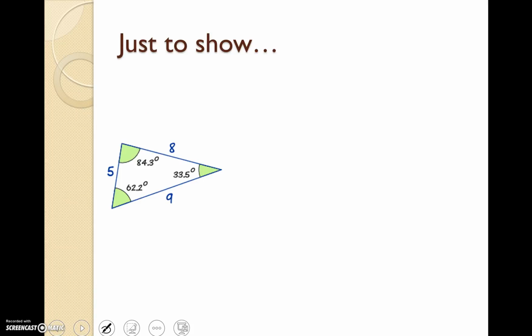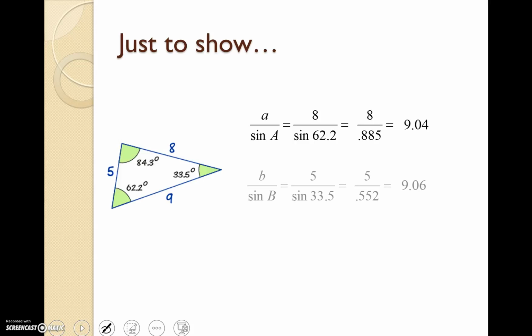I'm giving you everything here just to emphasize why everything is equal. When I set it up here, we choose one of the sides, so I chose 8. That's going to be 8 over sine of 62.2. If I simplify that into a decimal, I get about 9.04. The same thing happens with 5 over sine of 33.5, as well as 9 over sine of 84.3. As you can see, all of them are about the same.